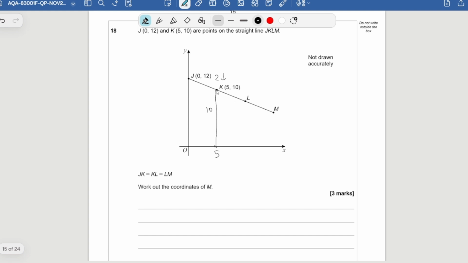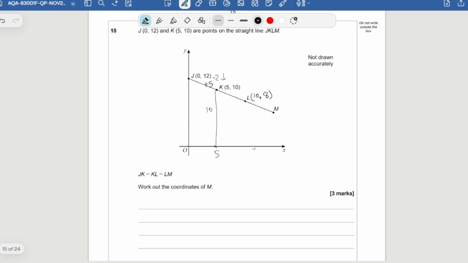So the same thing will happen for the point L. So from J to K, you have added 5. Let me write it properly. From 0 to 5, it's plus 5. And from 12 to 10, you have to take away 2. So 12 minus 2 gives you 10. So we follow the same pattern to get the coordinates of the point L. It will be again 5 units added to the x coordinate to make it 10, and for the y coordinate, you take away 2.